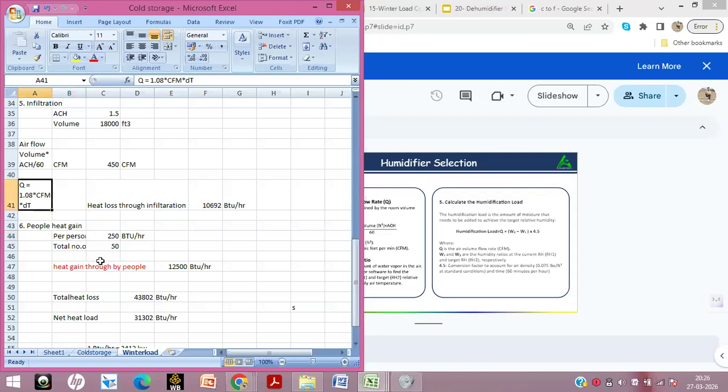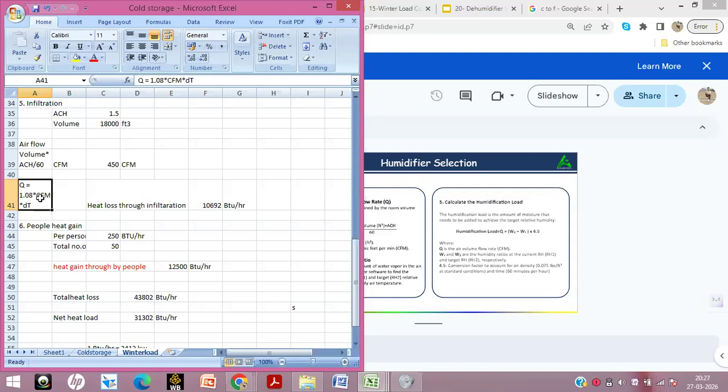So you can see here, what we have done is we have the ASHRAE standard, that is per person emitting, in a healthy person actually, 250 BTU per hour. So for the number of persons, we just multiply this, and we get the total amount of heat emitted by people.